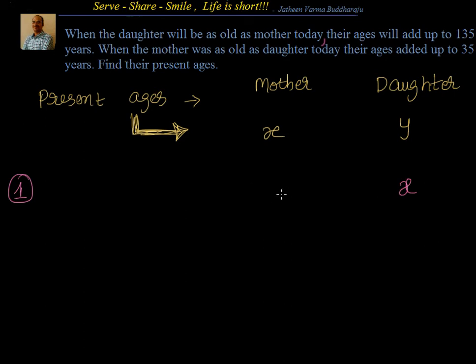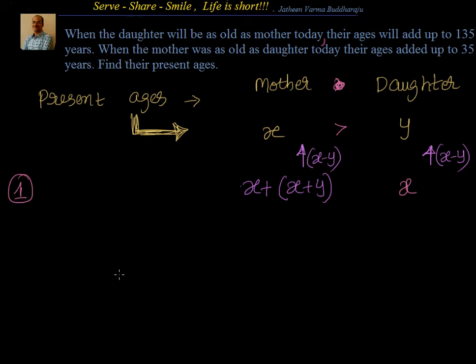Now what is mother's age in this particular scenario? First of all, we know that X is greater than Y. That means if Y becomes X, what should X become? That is what we have to understand. The present age of daughter is Y. If the daughter's age becomes X, that means it increases, it is added by X minus Y years. In this case, the mother's age also will increase by X minus Y. So the mother's age will become X plus X minus Y.